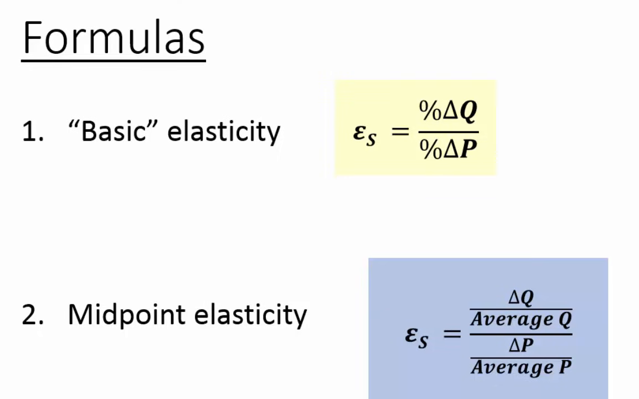Likewise with supply, same exact calculations except on the supply curve. So when we're calculating elasticity of supply, we're just looking at the percent change in quantity supplied divided by the average quantity supplied, the percent change in price divided by the average price. Okay, let's work some example problems now.